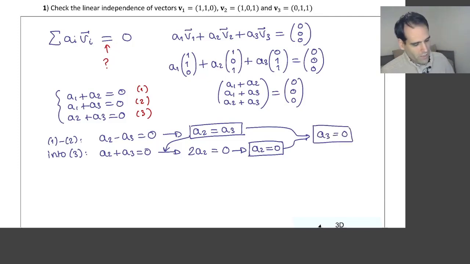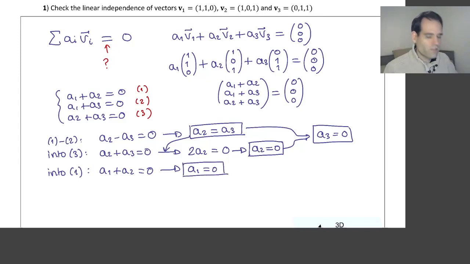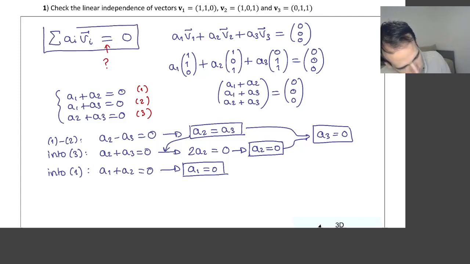Okay, now what about a1? We can substitute those two results into equation 1. Equation 1 says that a1 plus a2 equals 0, but if a2 equals 0, this means that a1 equals 0. So there you have it. We found a solution in which a1 equals a2 equals a3 equals 0. They all equal 0, and that's the only way to make this statement true. And therefore, this is exactly the definition of being linearly independent.